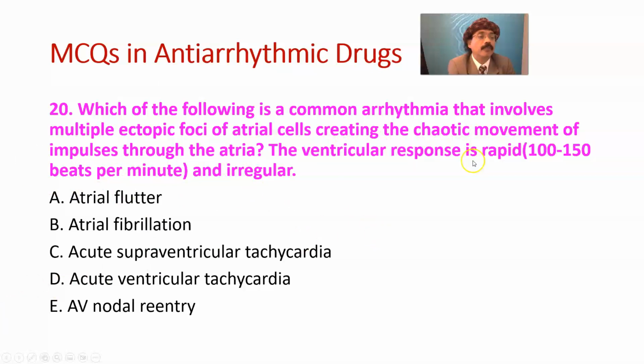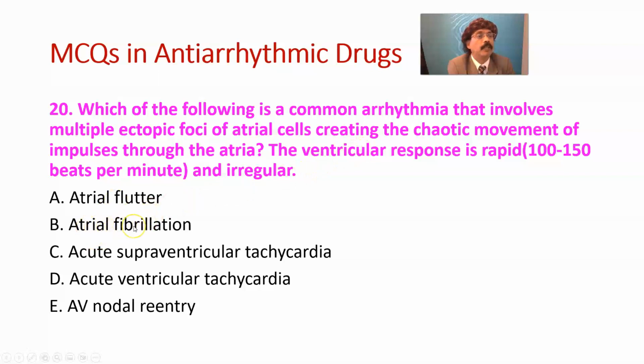The ventricular response is rapid, 100 to 150 beats per minute, and the rate is irregular. So what is the arrhythmia? Atrial flutter, atrial fibrillation, acute supraventricular tachycardia, acute ventricular tachycardia, AV nodal reentry. Irregular, multiple foci of atrial cells, and chaotic movement. So the answer should be B, atrial fibrillation.